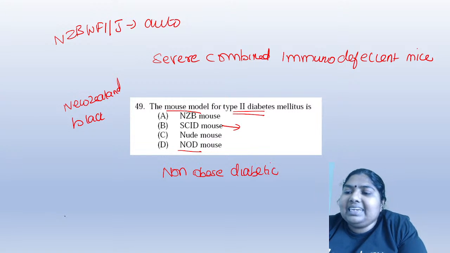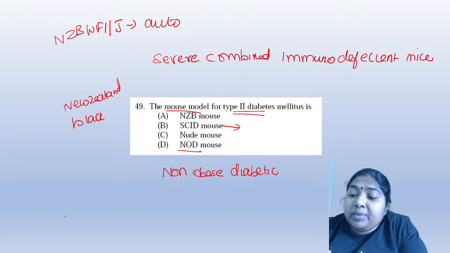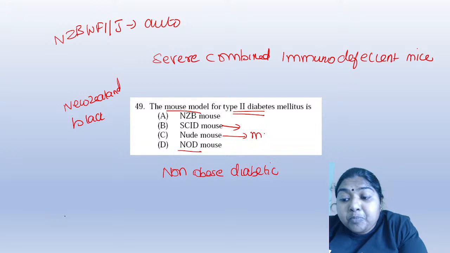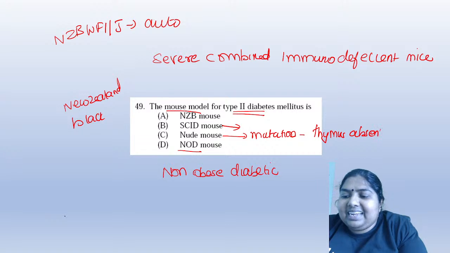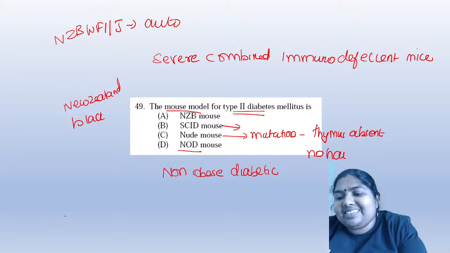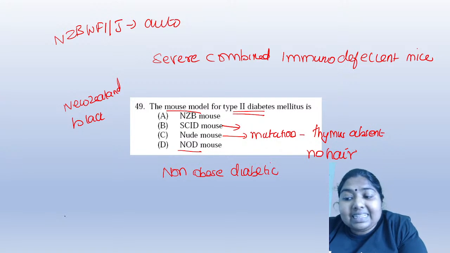Okay, basic model. And what about your nude mice? Come on, everybody. So what about this nude mice? So this is also an important mice. Yes, because this nude mice has a mutation. Okay, so because of this mutation, the thymus is going to be absent. Okay, right. And also they have no hair. Okay, so that is why it is called nude. Right, it has no hair. Okay, right. Yeah, so they lack a thymus and they have no hair. So that is the significance of this nude mice.